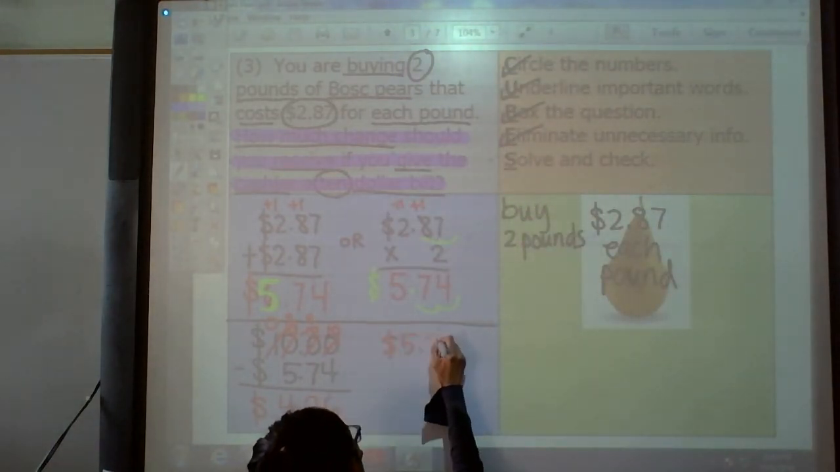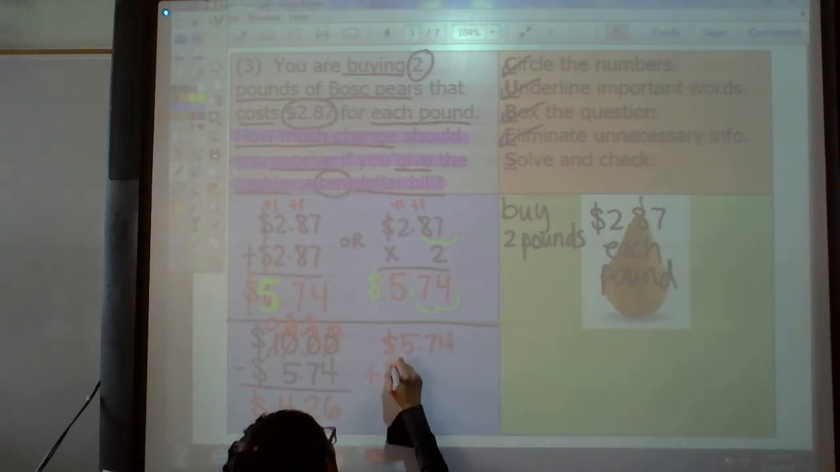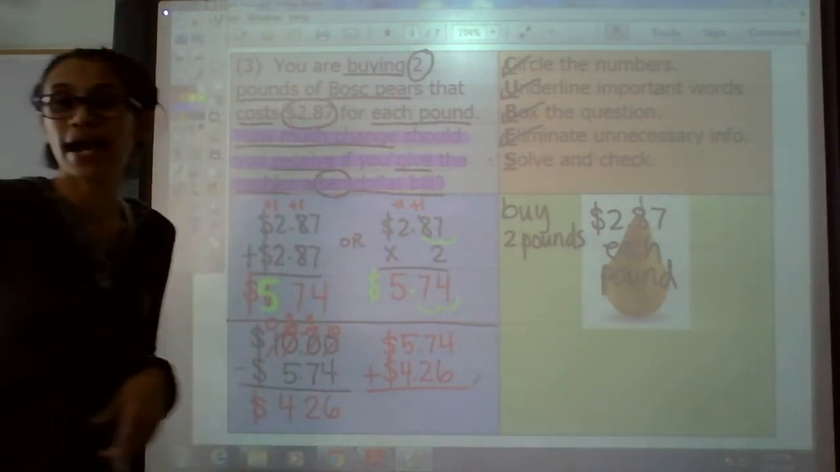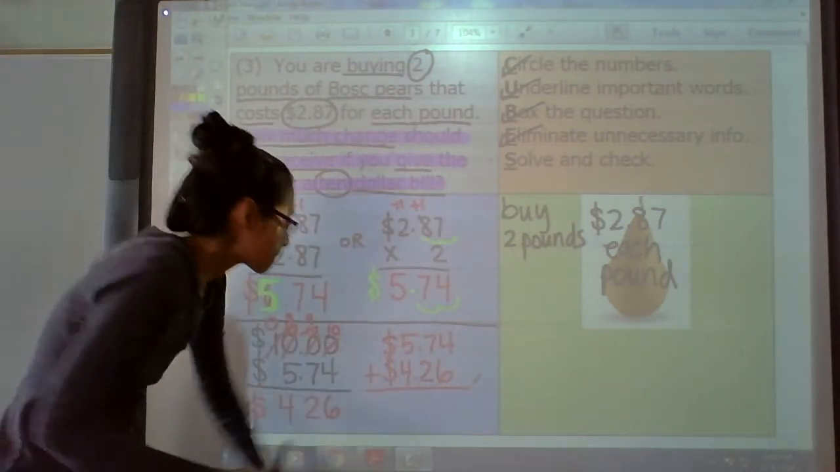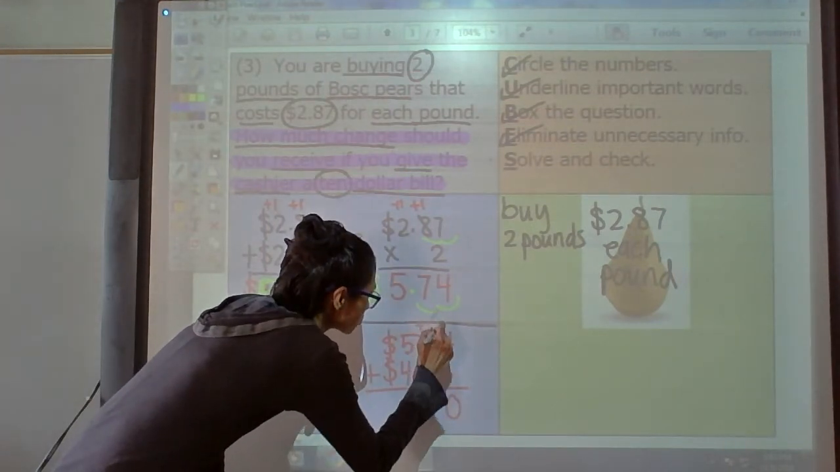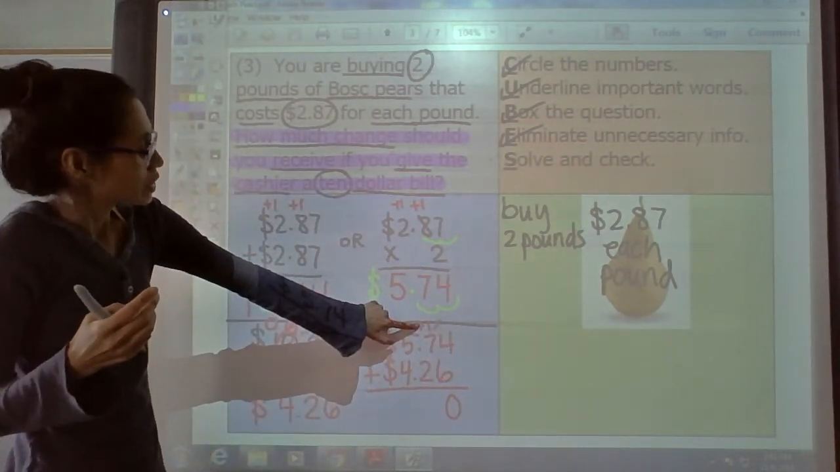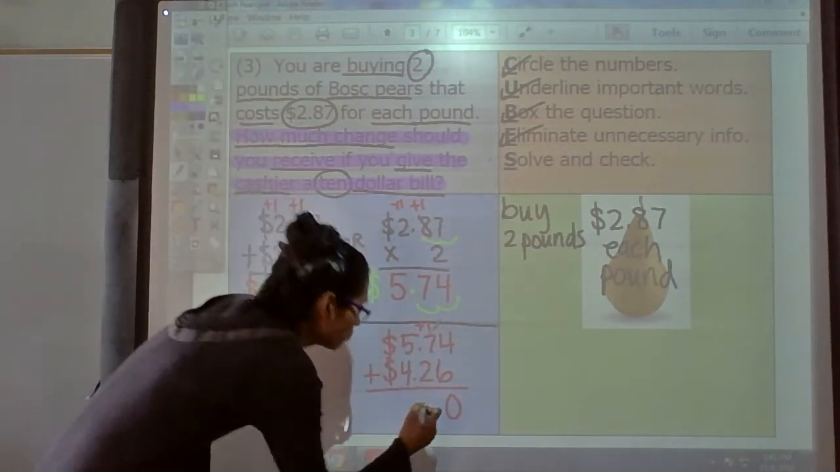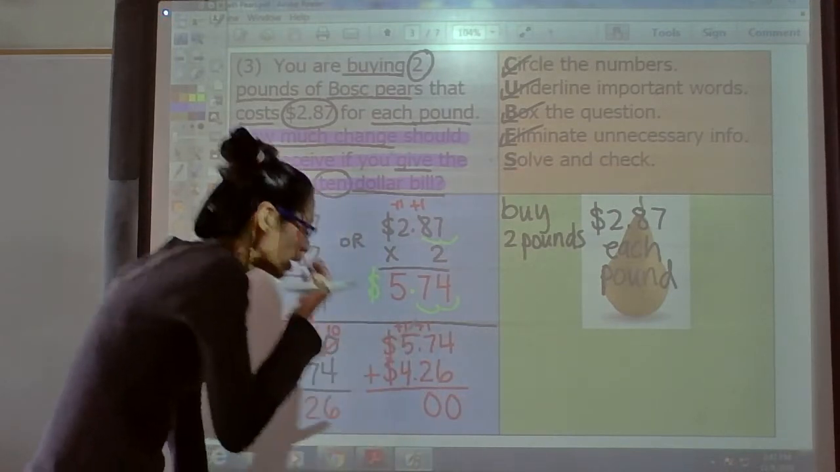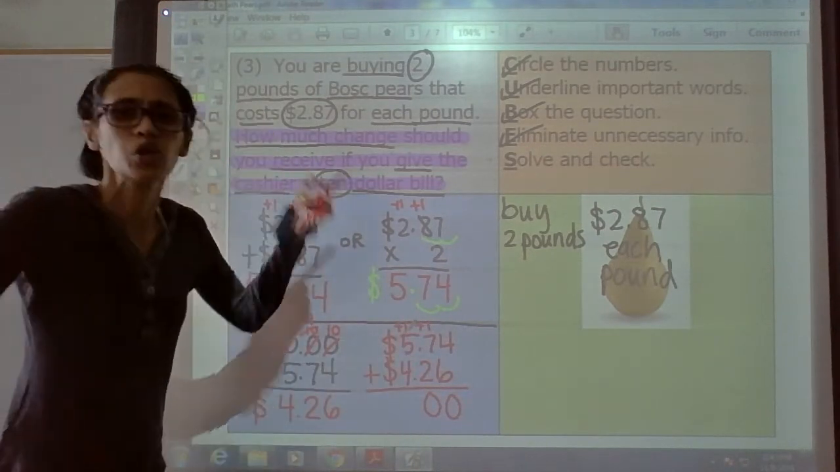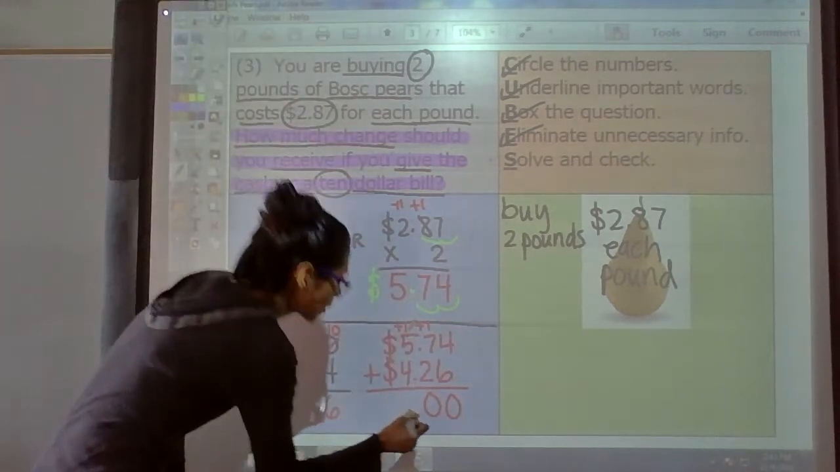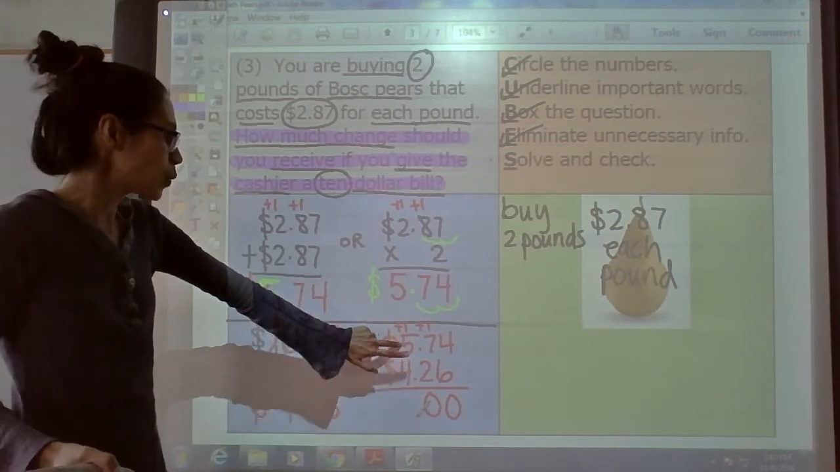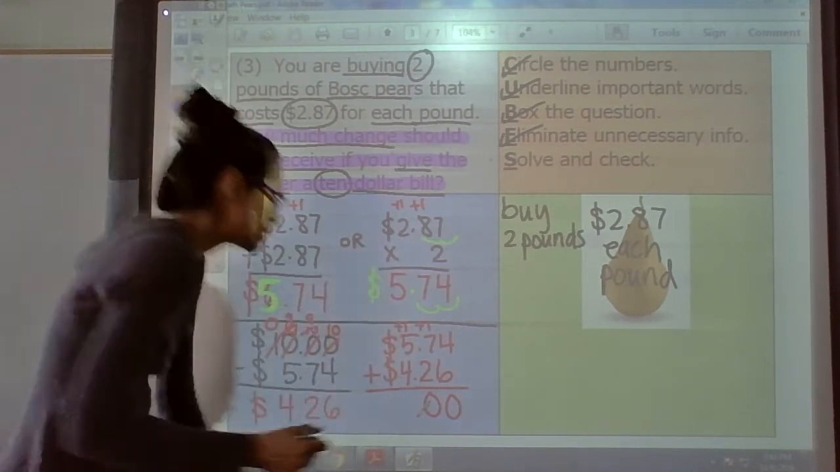$5.74 plus $4.26. Are you ready to add? So set that up to add. Let's add 4 and 6 makes 10. 0 plus 1 up top. 1 and 7 makes 8 plus 2 is 10, or 7 and 2 is 9, 1 more is 10. 0 plus 1 up top. And decimals, when we add and subtract, they're always ready to party. Come on down to the party. And 1 and 5 makes 6 plus 4 is 10, or we can do 5 and 4 is 9 plus 1 is 10.